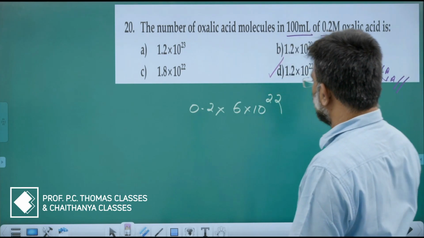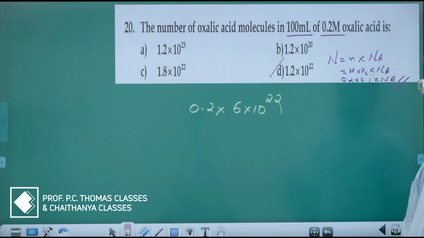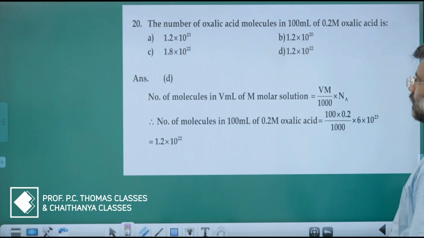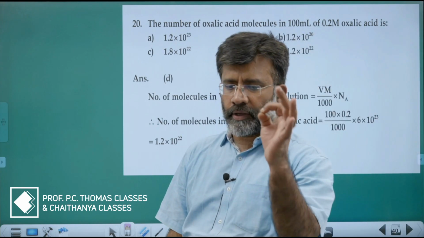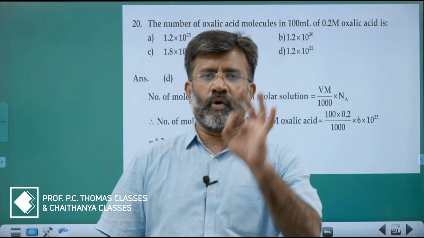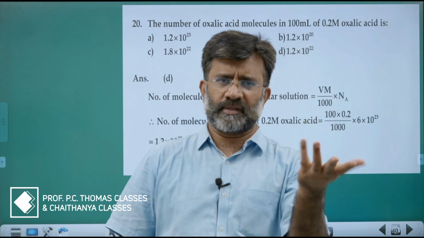6 into 0.2, 1.2 into 10 power 22. That is the answer, option D. So number of molecules is equal to number of moles into Avogadro constant. Simply work out.